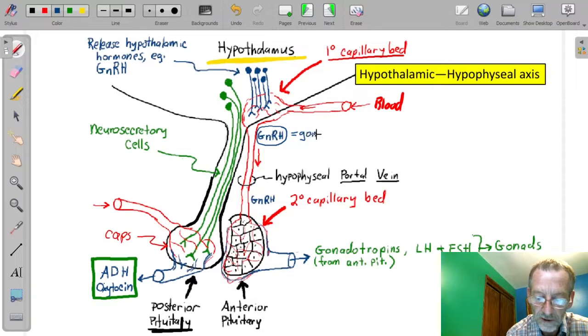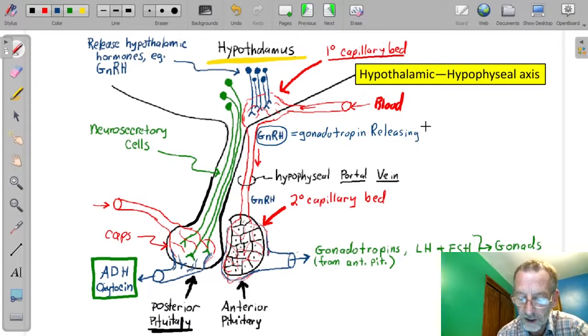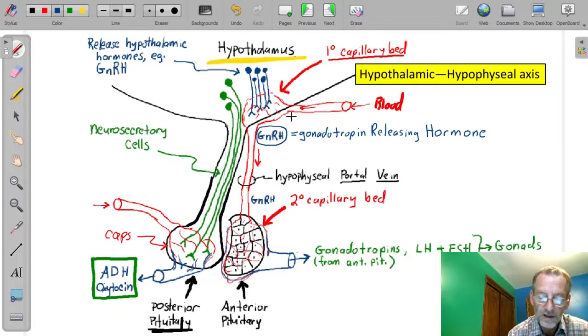It stands for gonadotropin releasing hormone. So it's going to cause the release of a gonadotropin. That you have to pay attention to and not get tangled up in the wordage. Okay, so GnRH is a hypothalamic hormone. I'll write that in as well, so you remember that. Hypothalamic hormone. It is produced and released from the hypothalamus.